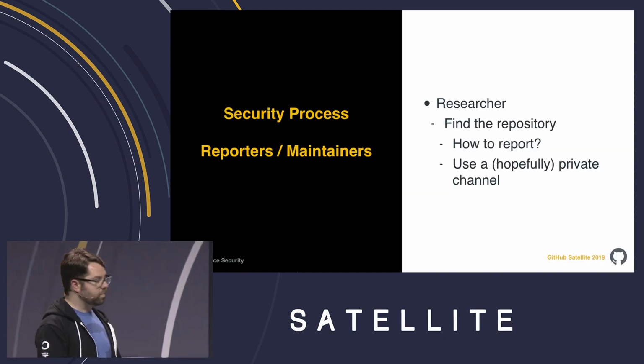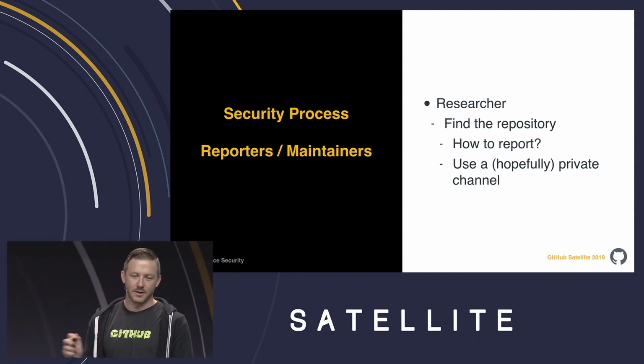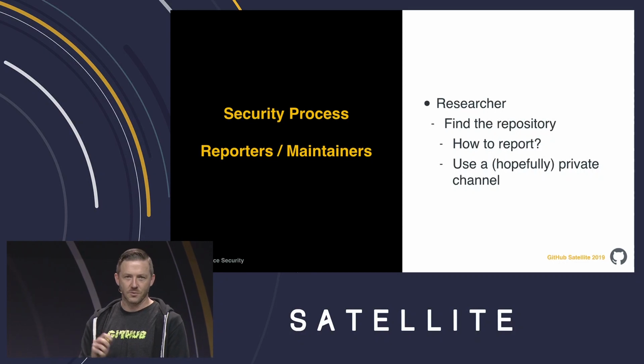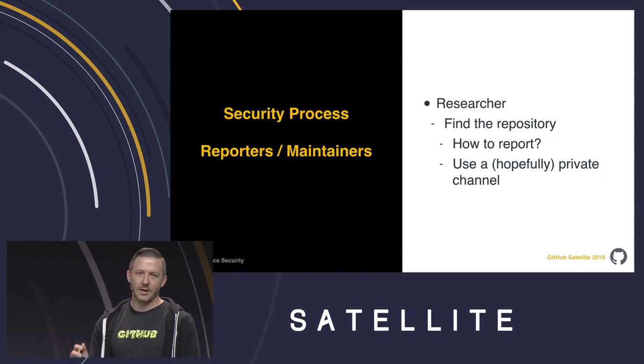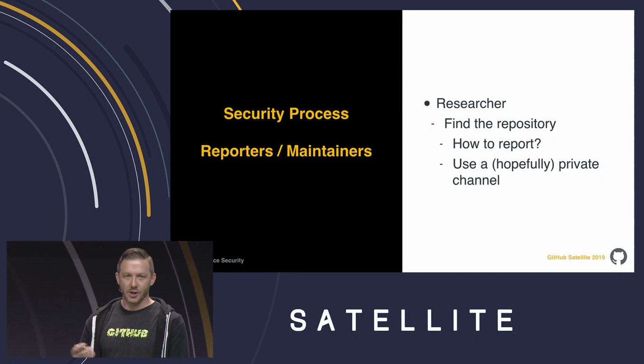OK, so now in our process, a researcher can use what is hopefully a private channel: email or a mailing list, whatever the project has disclosed as their process for connecting with the maintainers. Once connected, the researcher usually discusses the vulnerability they found. They talk about version ranges and severity, and then the maintainer often agrees, OK, this is a vulnerability, and we're going to go ahead to the next step.